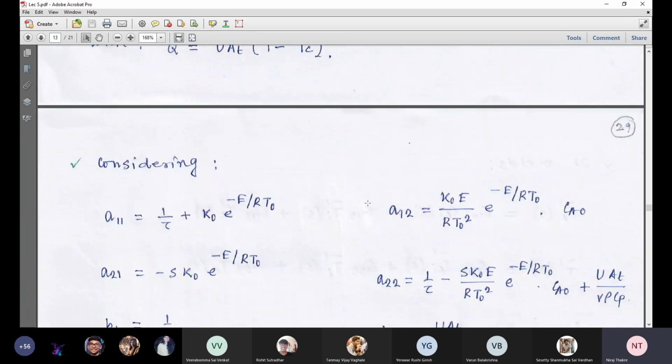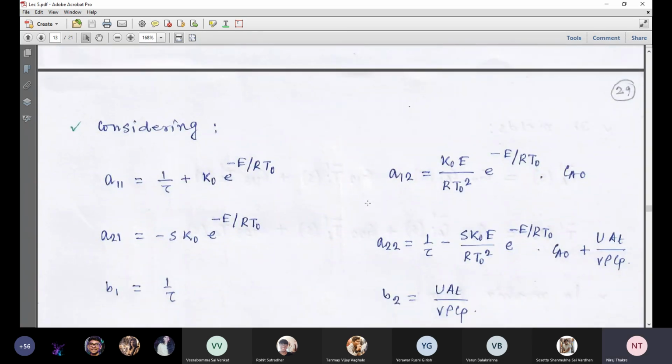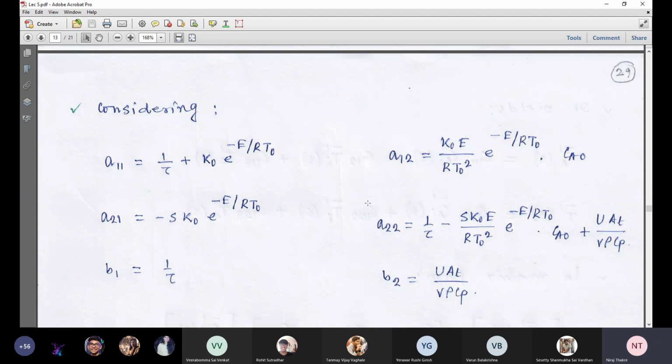Okay, now you see, as I told, we are representing the coefficients of input and output variables by a different notation, that is small a. We are now simplifying the model by representing the coefficients in terms of small a as well as small b for output and input respectively.